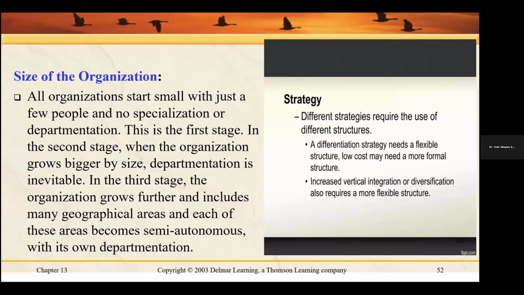So all organizations start small with just a few people and no specialization or departmentation. In the first stage, you start with a smaller thing. In the second stage, when the organization grows bigger in size, departmentation is inevitable. The third stage is where the organization grows further and includes many geographic areas, and each of these areas becomes autonomous with its own departmentation. So this can also influence people. As they grow, we also need to expand, restructure, and strategize.